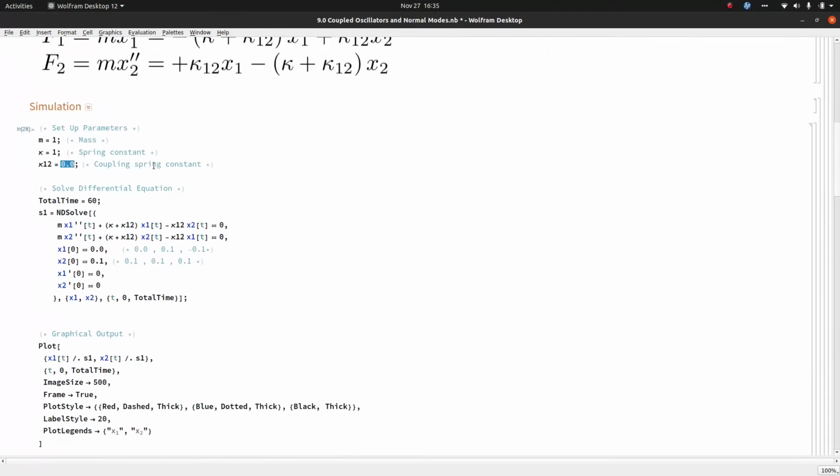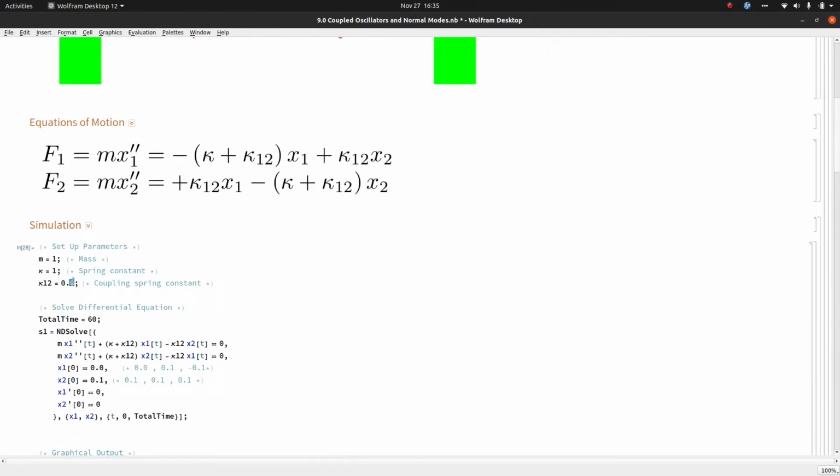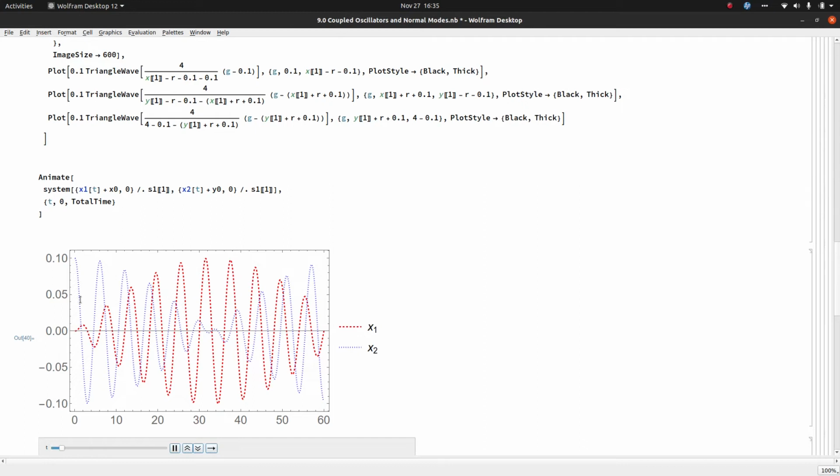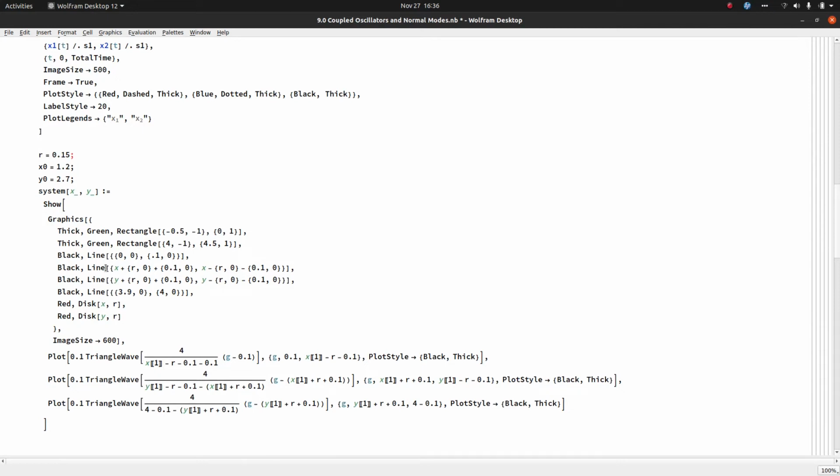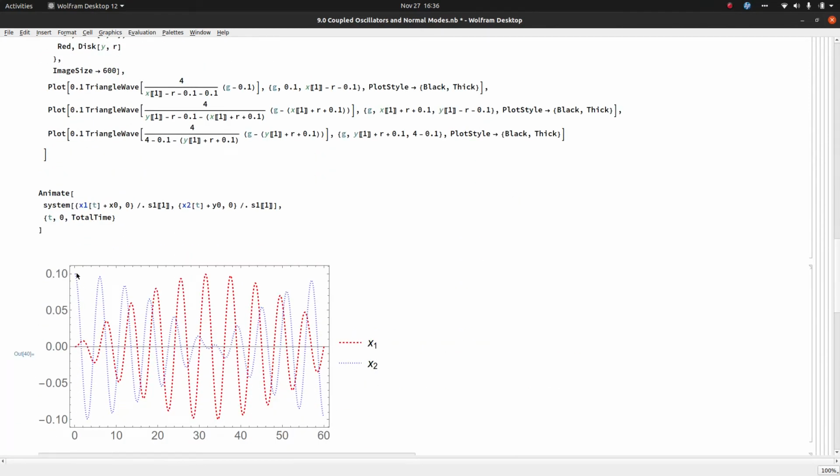Now let's see what we can do by giving some amount of stiffness to the spring in the middle. So now we're going to run the system, but this time the two masses are going to be connected. And you can see I'm getting a much more complicated pattern. You can see we start off, mass 2 is displaced by a distance of 0.1. Mass 1 is not displaced at all.